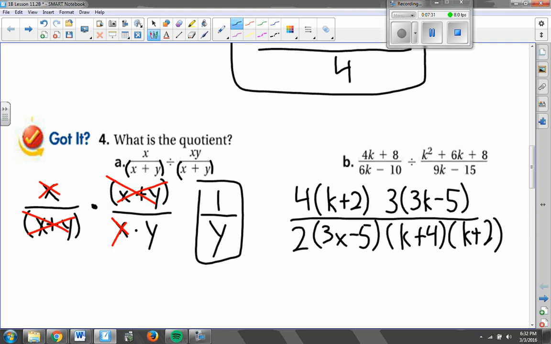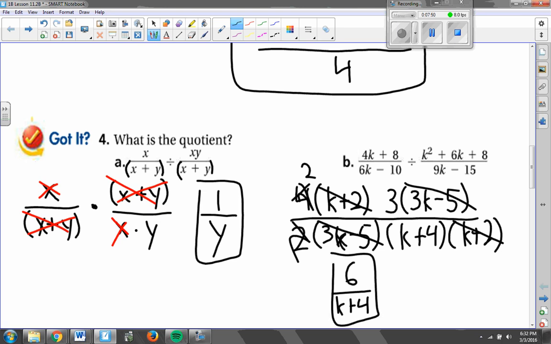This is what I have for all of my factors. The k plus 2's cancel, the 3k minus 5's cancel. The 4 can cancel and become a 2. The 2 can cancel, and what I'm left with is 6 over k plus 4, and that is it. 6 over k plus 4. That's my final answer. Okay.